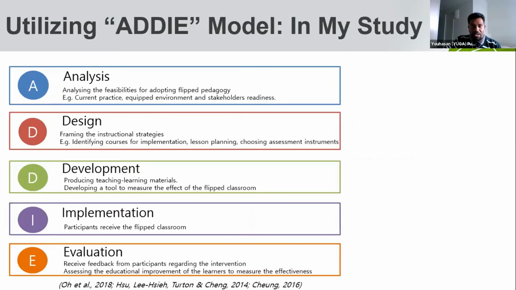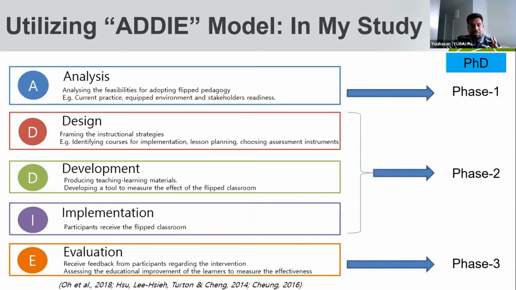So this is the correlation between this ADDIE model and my doctoral study. The analysis step was investigating phase 1, design, development, and implementation were investigating phase 2, and evaluation was investigating phase 3.